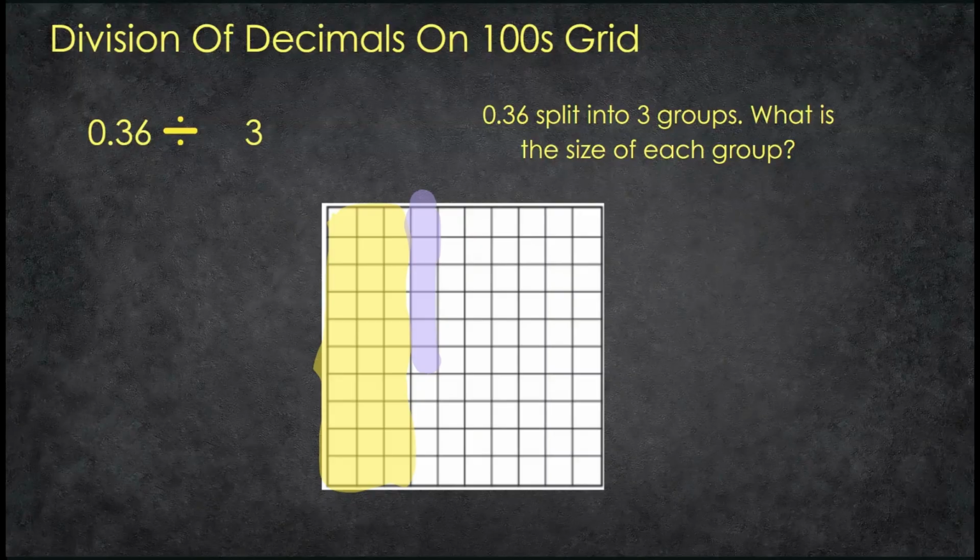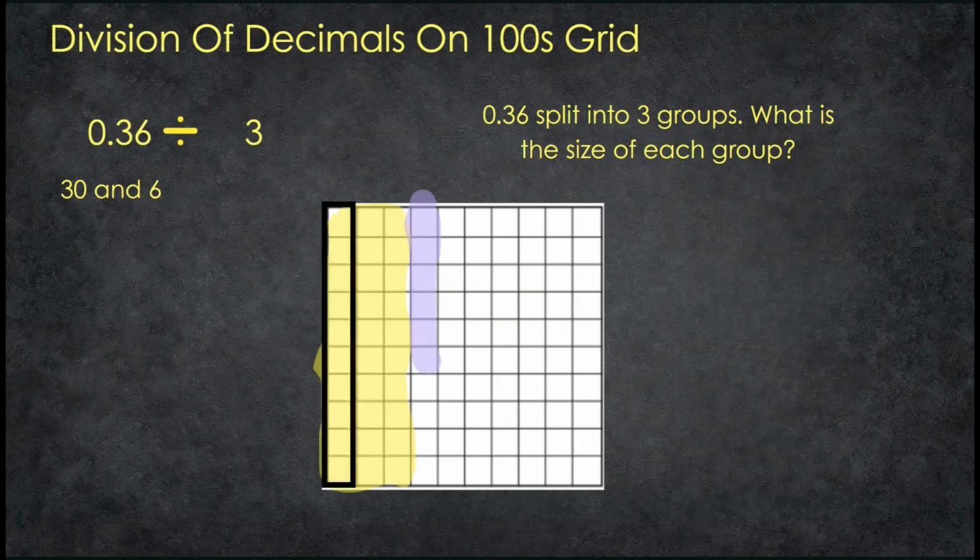So to help me think about this a little easier, I want to break 36 into easier parts. I'm going to break it down into a 30 and a 6. And the reason I'm choosing those is because both 30 and 6 are divisible by 3. So the first thing I'm going to do is look at my 30 hundredths. And if I were to break those into 3 equal groups, what would be the size of those groups? When you look at those 30 hundredths, can you see 3 groups of something? Here's what I see.